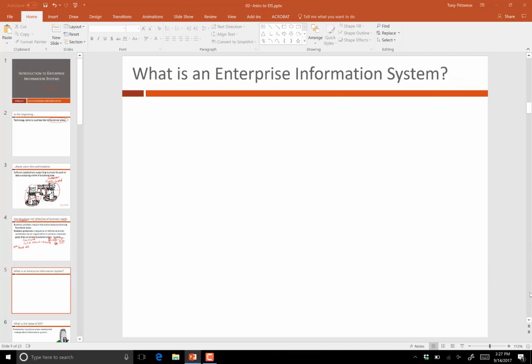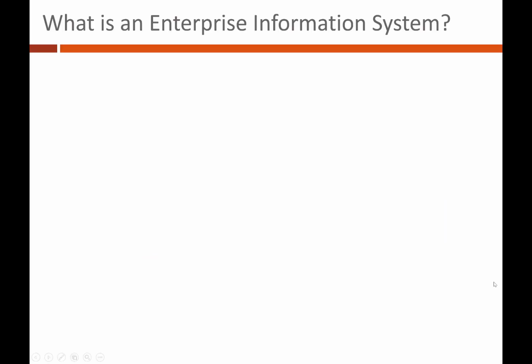So where did enterprise information systems come from? That term, enterprise information system, let me back up for a moment. There's the term functional information system. And based on our discussion to this point, you should very easily understand what this is. A functional information system is designed to handle the information needs of a single functional area.